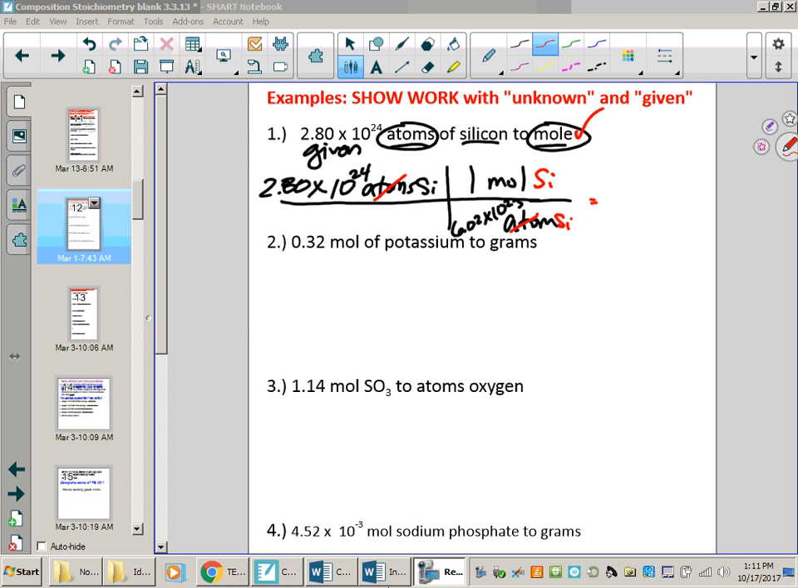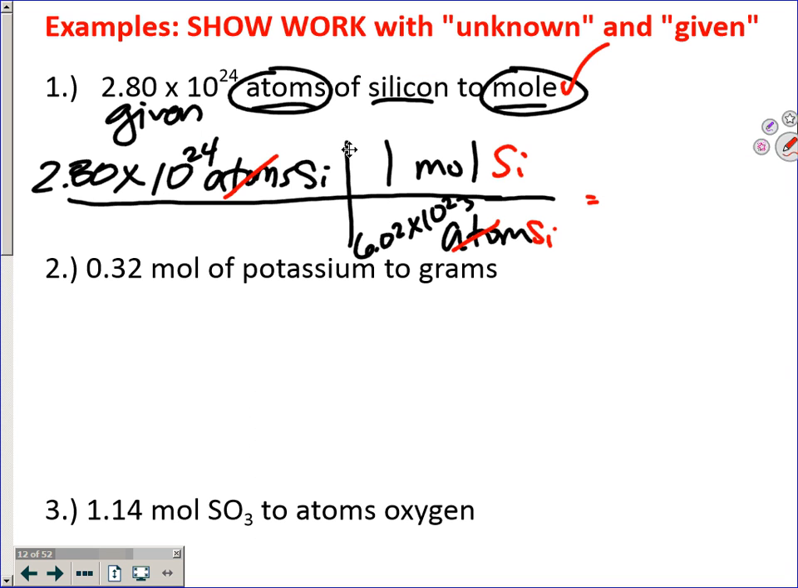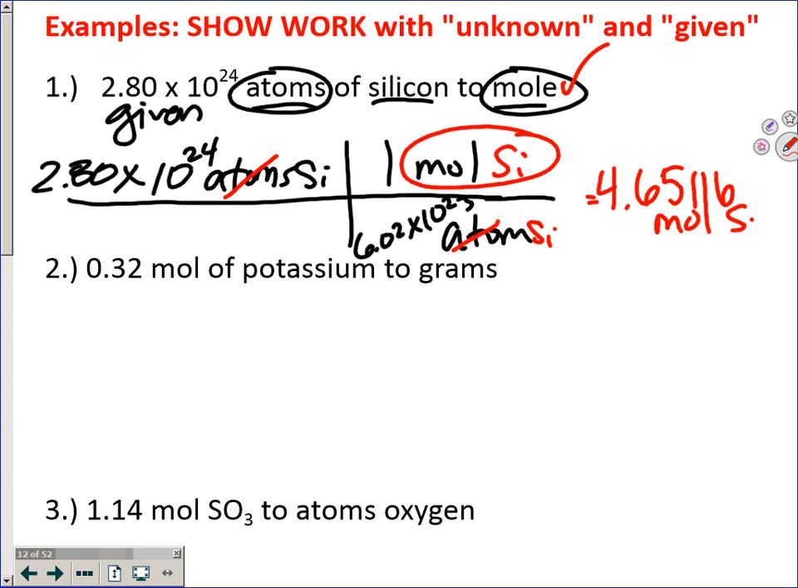times 10 to the 23rd, parentheses. Anybody want to help me out here? 4.6. Okay, so I'm going to write the whole number down first. 4.65116. What's the unit here? The only unit left is moles. Okay, so that's moles of silicon.